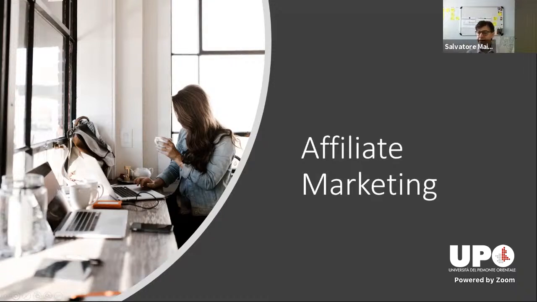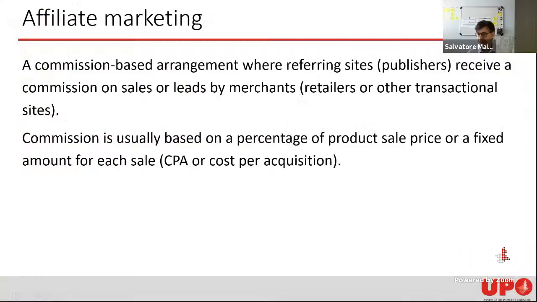Okay, let's discuss affiliate marketing, which is growing in popularity. So how does it work? It's a commission-based arrangement where the referring sites, the publisher, receive a commission on the sales or leads by the merchant. So I am subito.it. You click on an insurance and you go to Generali. You take up the insurance from Generali, and Generali says, Sal was referred to me by subito.it. So I need to pay a commission to subito.it. Right?